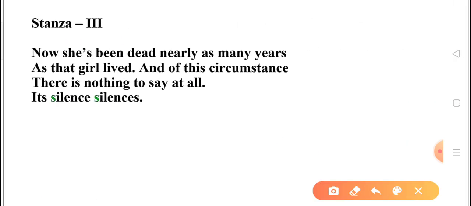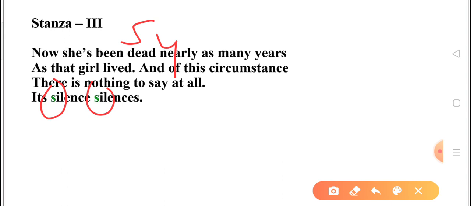Moving to the next stanza, which is the last one also, we find only one example, that is alliteration. Silence, silences. Over here, this is alliteration. So we saw the explanation part of the poem and then the poetic devices used over here. Now two more are there.